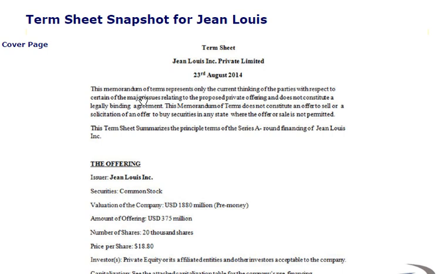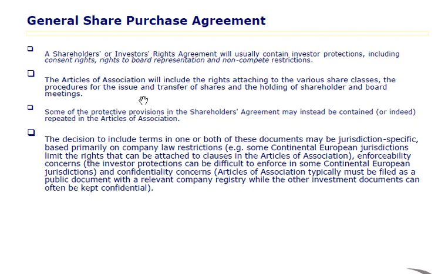Let's say this is the Series A funding round, and it is the financing of Jean Lewis Inc. What is the offering in that? The issuer is Jean Lewis Inc. and the securities are common stock. The valuation of the company is USD 1880 million, and the amount of the offering is USD 375 million. The number of shares is 20,000, and the price per share is 18.80. Investors are private equity and affiliate entities, and the capitalization is based on a number of different methods.